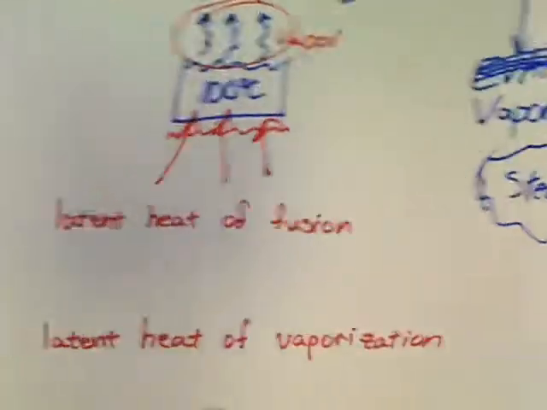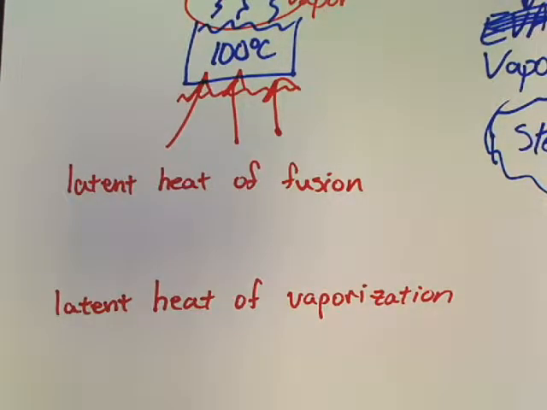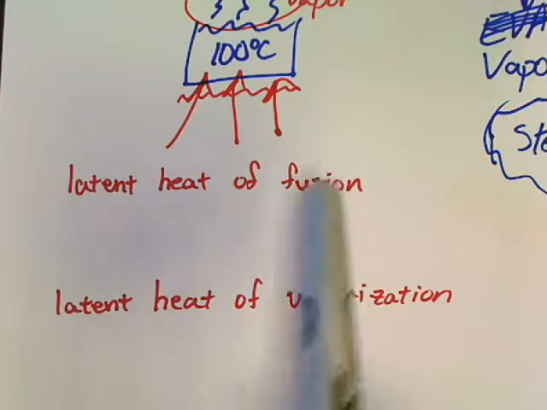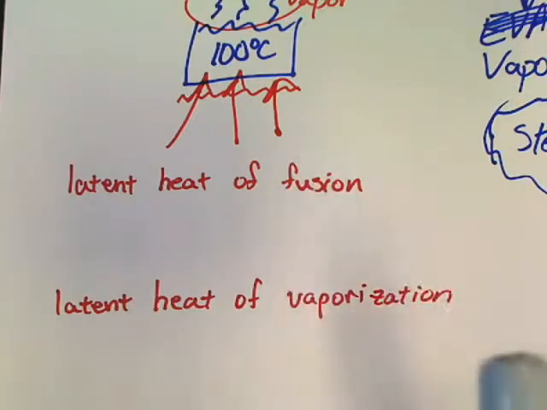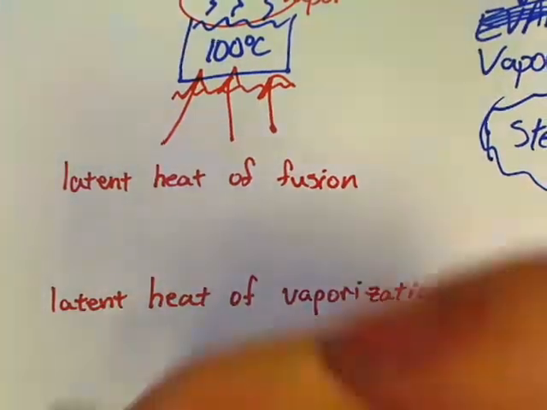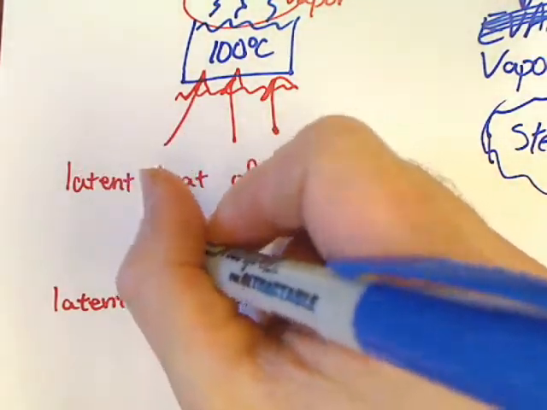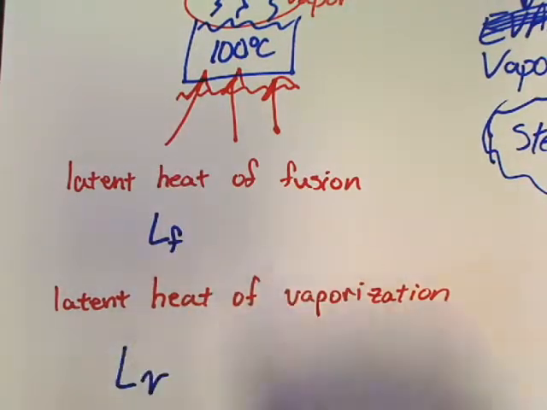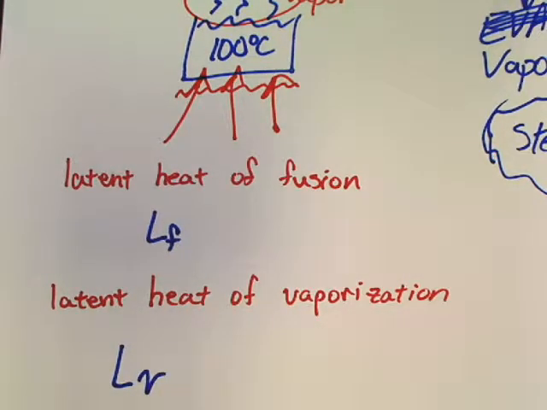Now, we've got two new definitions for you to learn: latent heat of fusion, latent heat of vaporization. Okay, now you're throwing new vocabulary words on us. Well, just like every material has its own specific heat, every material, water included, has its own LF and its own LV.